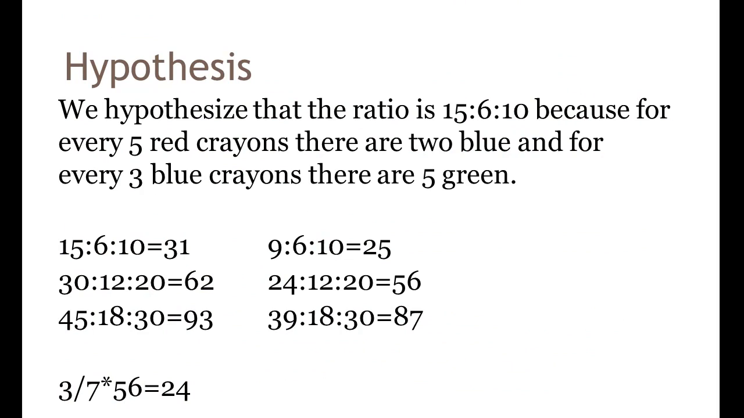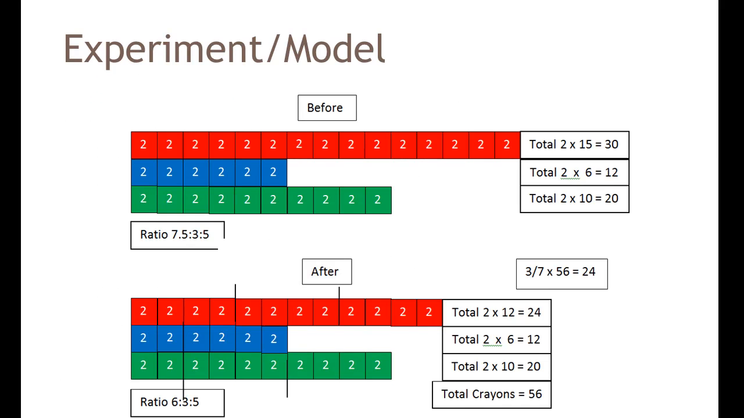We hypothesized that the ratio is 15 to 6 to 10 because for every 5 red crayons, there are 2 blue crayons, and for every 3 blue crayons, there are 5 green crayons. We explained the problem with this model.